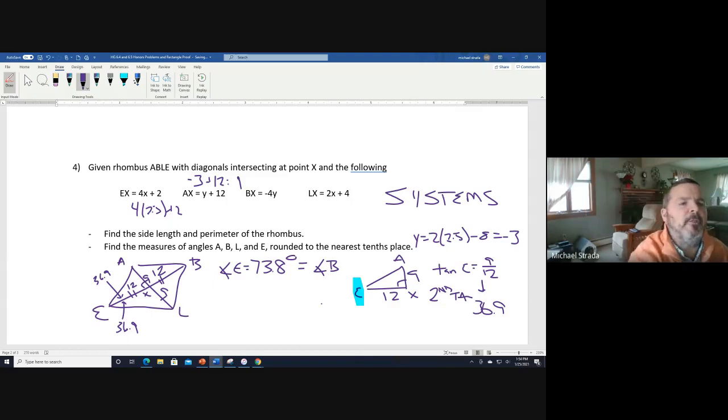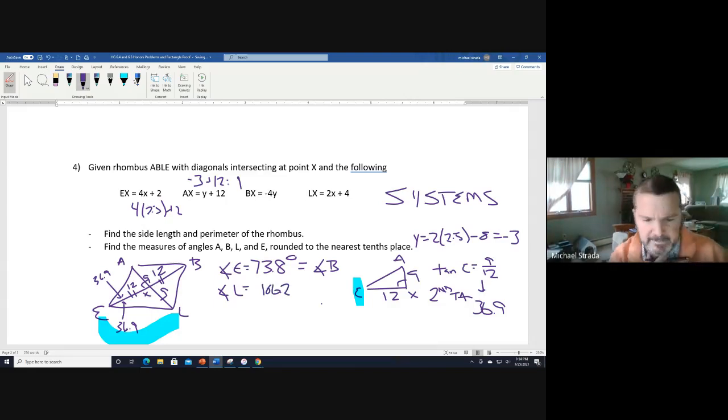And then from other properties of parallelograms, consecutive angles are supplementary. So to get angle L, I just have to subtract 73.8 from 180. That gives me 106.2. And again, since opposite angles are congruent, angle A is also going to be 106.2.